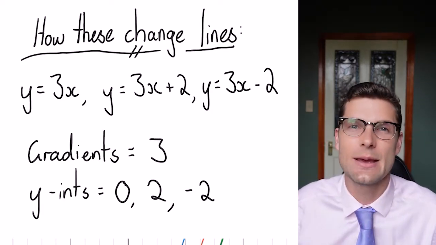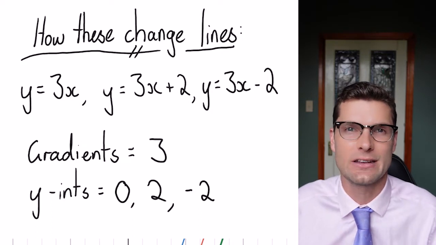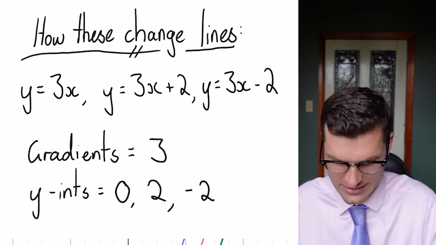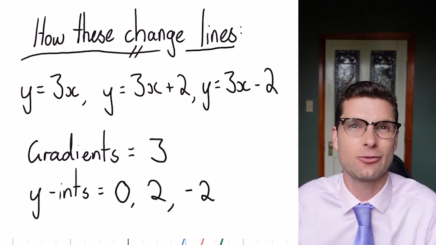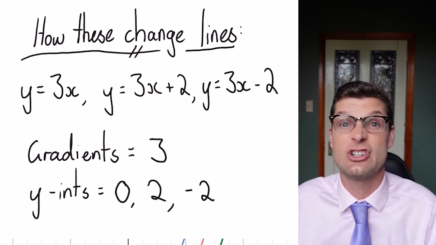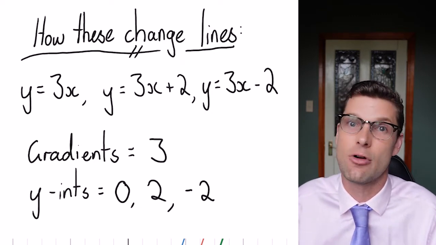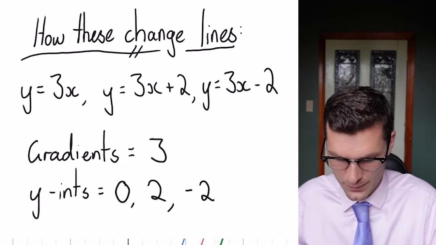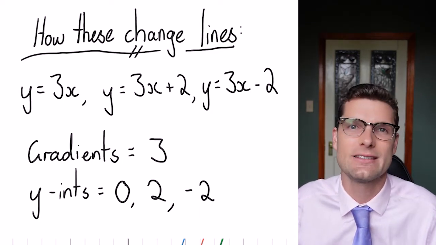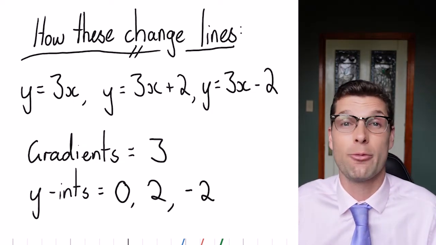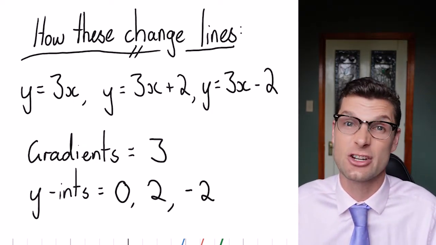But the y-intercepts for these three are all different. For that first one, y is equal to 3x, the y-intercept is at 0. We don't have to write plus 0 because plus nothing is just nothing, so we just write 3x and the plus 0 is assumed. For that second one, the y-intercept is at 2, and for the last one, the y-intercept is at minus 2.